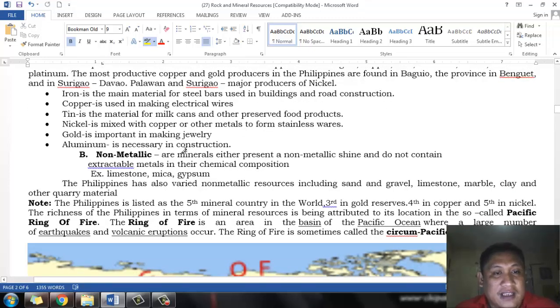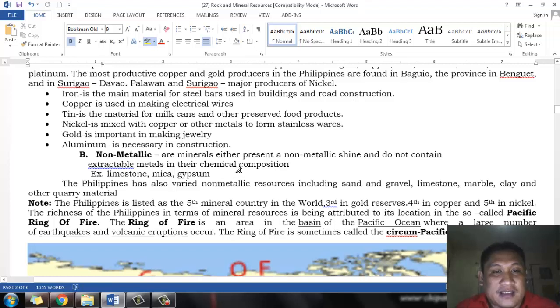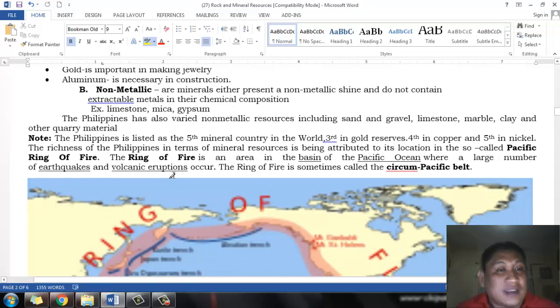Aluminum is necessary in construction because we usually utilize this aluminum because they do not rust, dili sila magtaya, no? And these are actually very important raw materials in making buildings and structures, no? But there are also non-metallic minerals. So non-metallic minerals are either present in non-metallic shine, dili kay sila shiny, and do not contain extractable metals in their chemical composition. Wala kay sila limestone, mica, and gypsum.